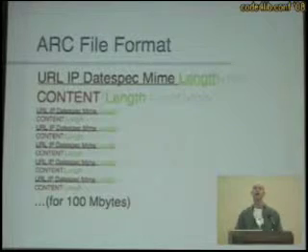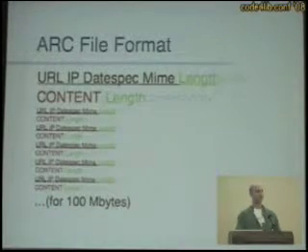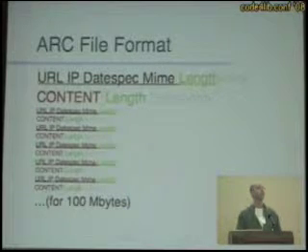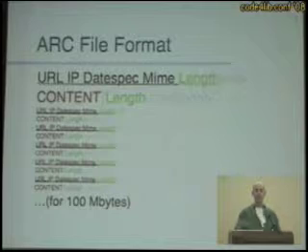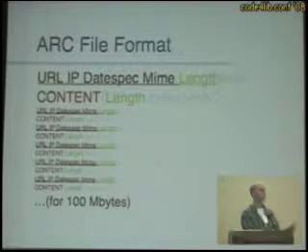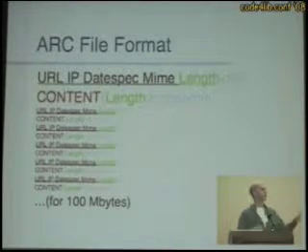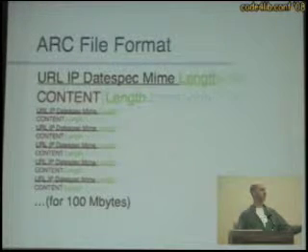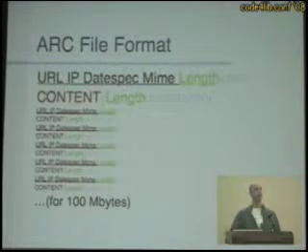Instead of spending all your time opening a file, checking permissions, closing a file, opening a file, checking permissions, reading through it, closing the file, you can open the file once and stream through the entire document. So the ARC file format, again, you just put one document after another, after another, after another. When you've reached 100 megabytes in size, you close that file and open a new ARC file with a unique name.